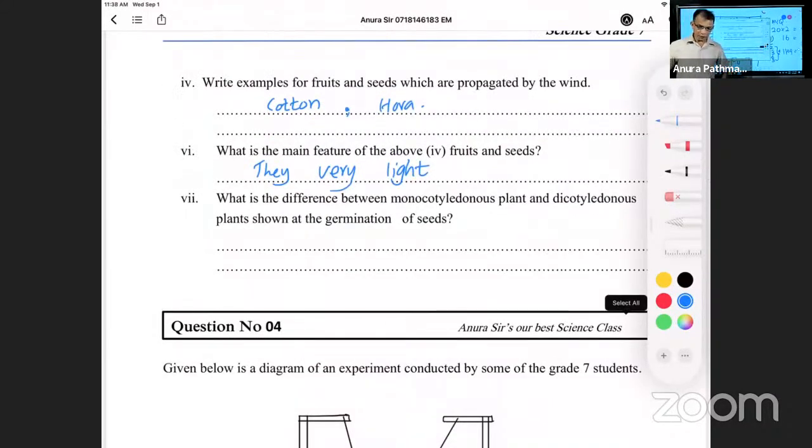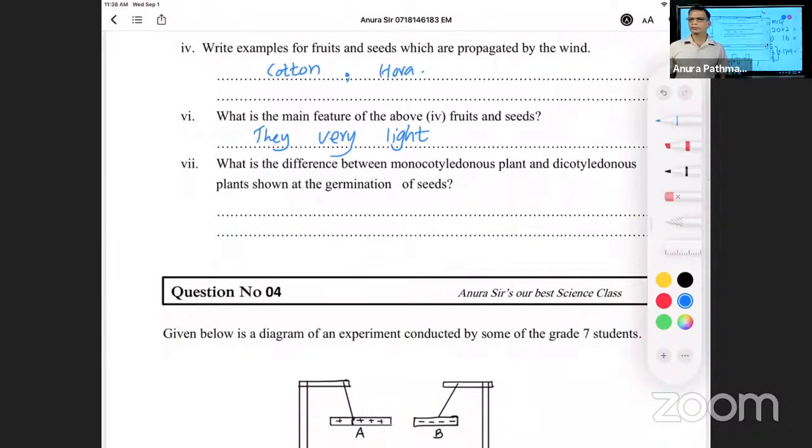Excuse me, sir. Can't we take they are dispersed by wind? What is the main feature of the above fruits and seeds? We are asking about the structural feature. We are asking about the structural feature. Understood? The structural feature. Okay?